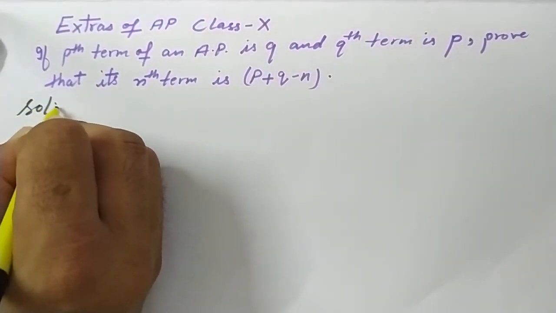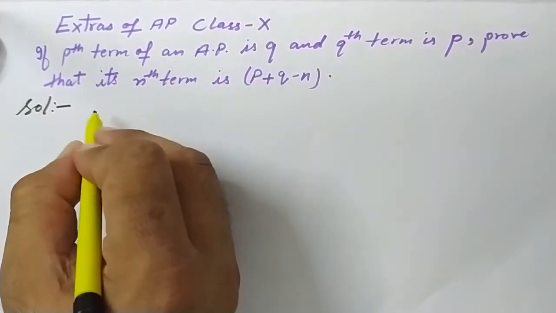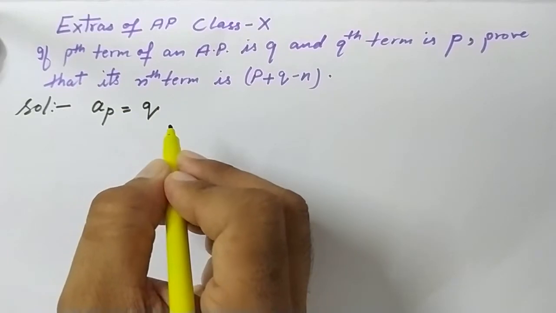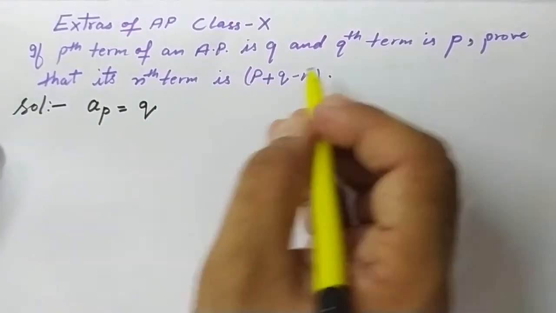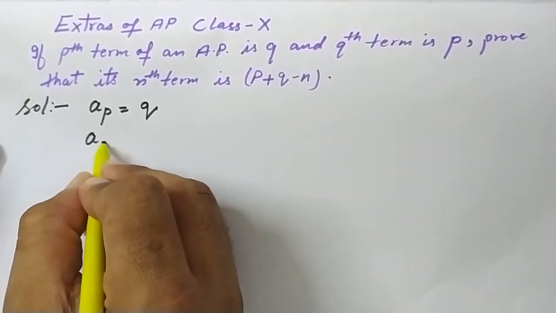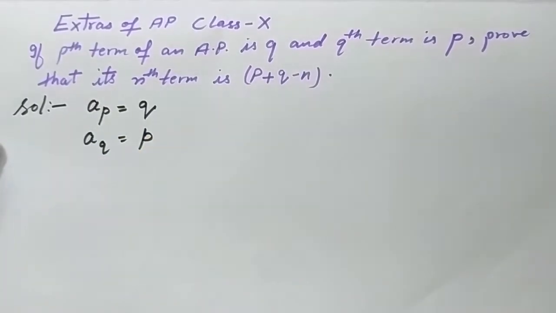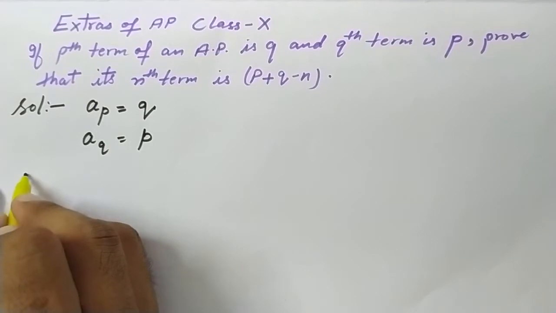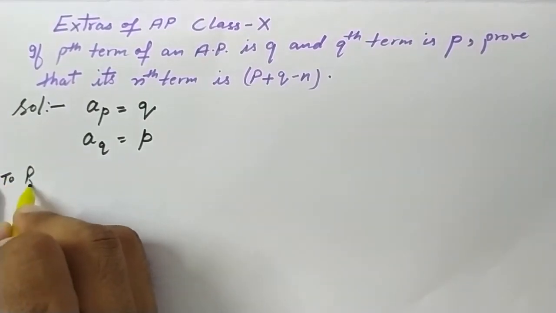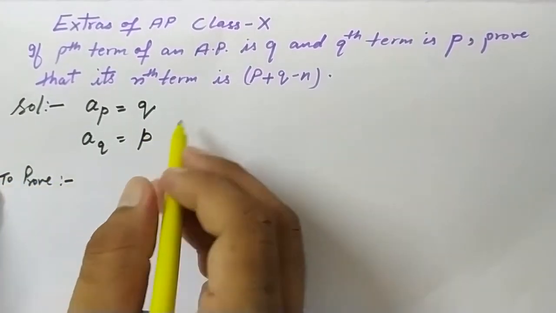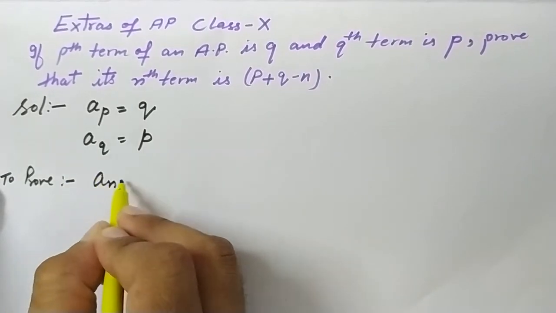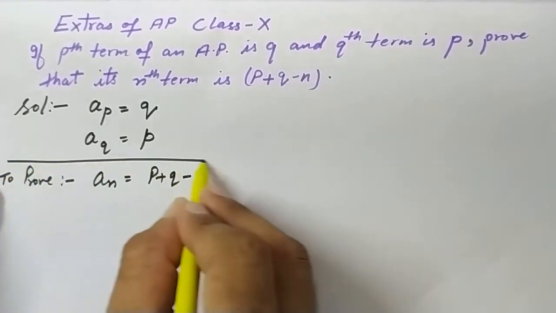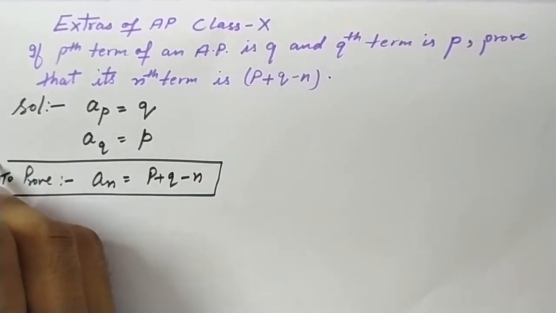It is given here that pth term is Q, so it means AP, this is pth term, that is Q. Next is qth term is P, so AQ is P. These two are given and we need to prove that. So to prove, let's see what will be to prove. Nth term, means An, is we need to prove as this. So keep this in your mind that we have to prove this.